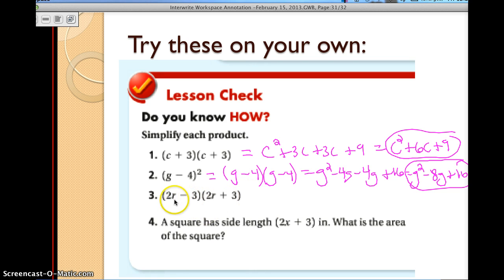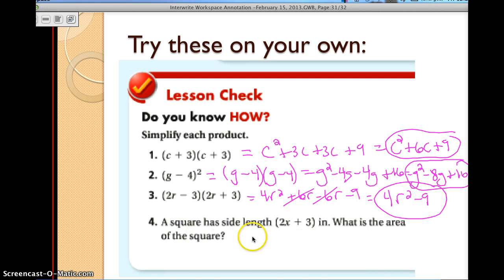If you look at this, notice that they're the same binomials, but the signs are different. So what should happen when we multiply this out? 2r times 2r is 4r squared. Outers would be 6r. Inners would be negative 6r. And last would be negative 9. Notice that the outers and inners are going to cancel. Hopefully that's what you recognize to begin with. And you get 4r squared minus 9. That's a binomial. This is difference of perfect squares.